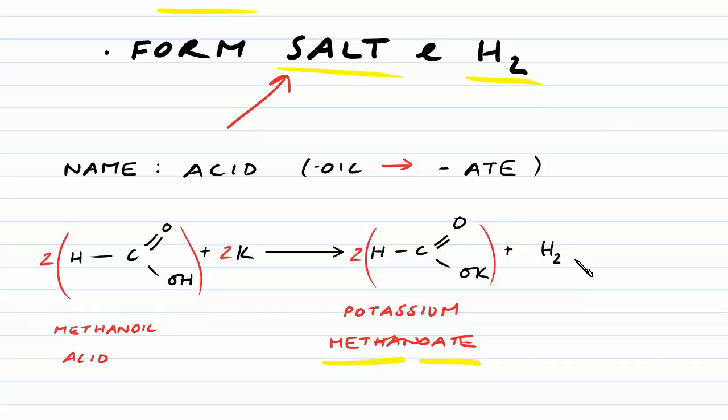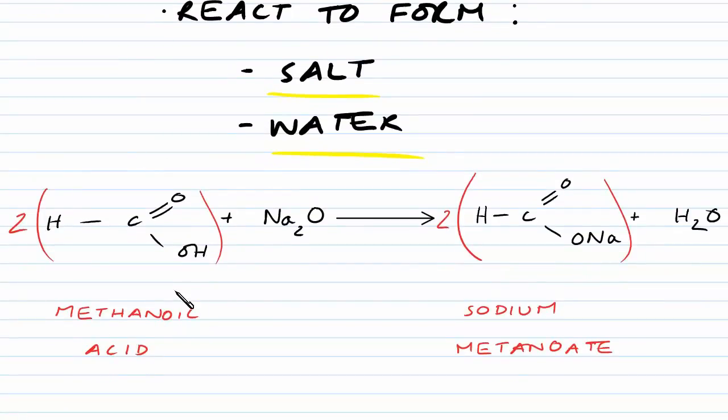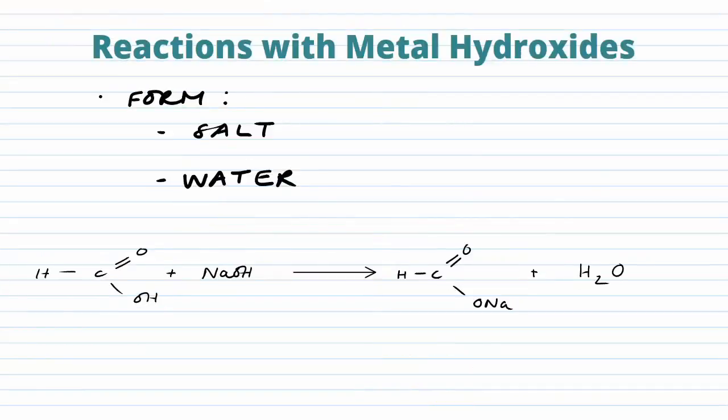So let's move on to our next reaction. We're looking at the reaction with metal oxides. Just like acids do, carboxylic acids will react to form a metal salt and water. So here we again have our methanoic acid. This time we're reacting with sodium oxide, and we form sodium methanoate, and we form some water as well. Now let's have a look at the reaction with metal hydroxides. They react to form a metal salt and water, and this is actually a neutralization reaction. You can see again we have our methanoic acid. It's reacting with sodium hydroxide to form sodium methanoate and a water molecule.